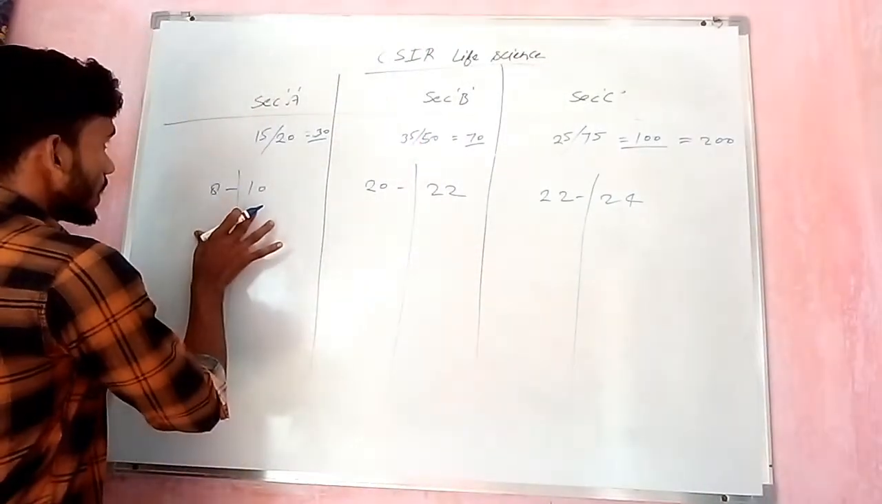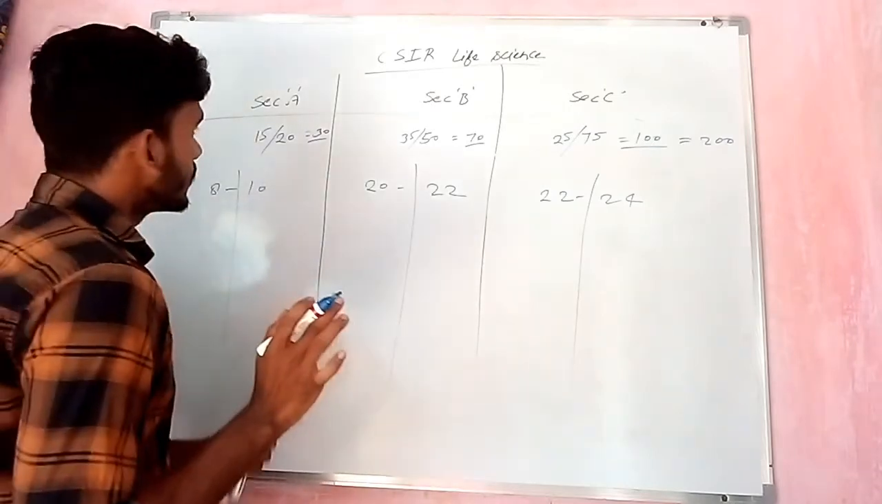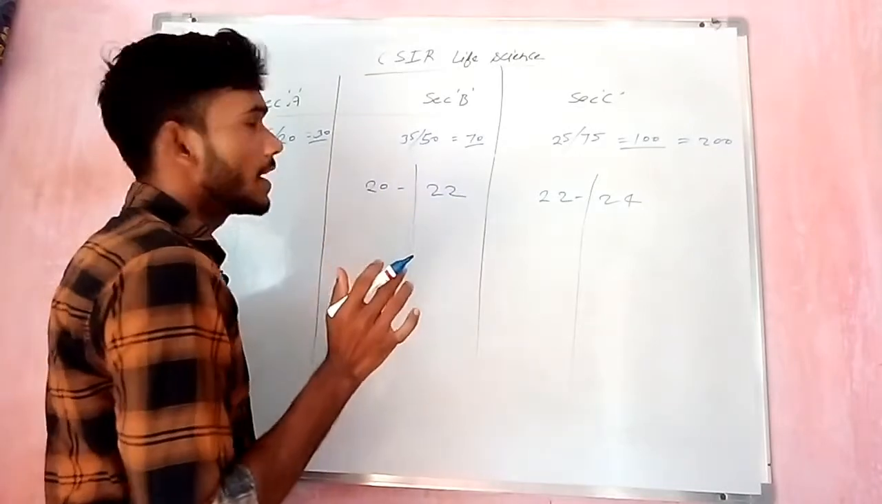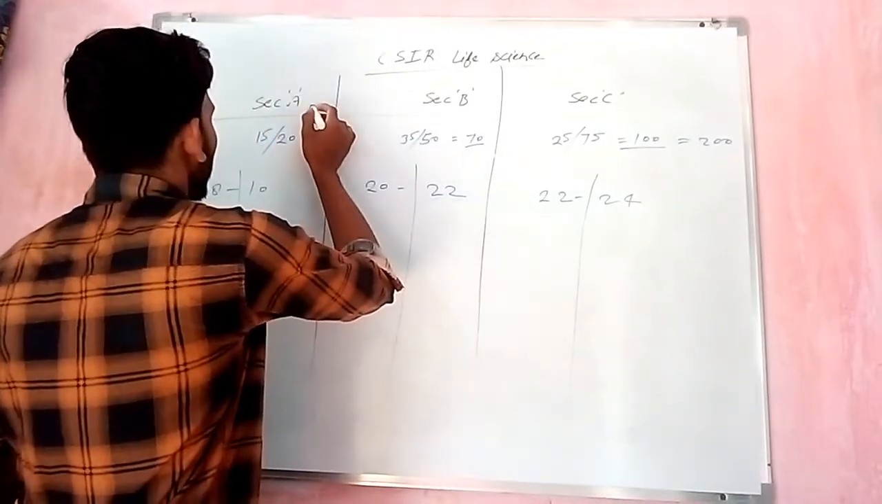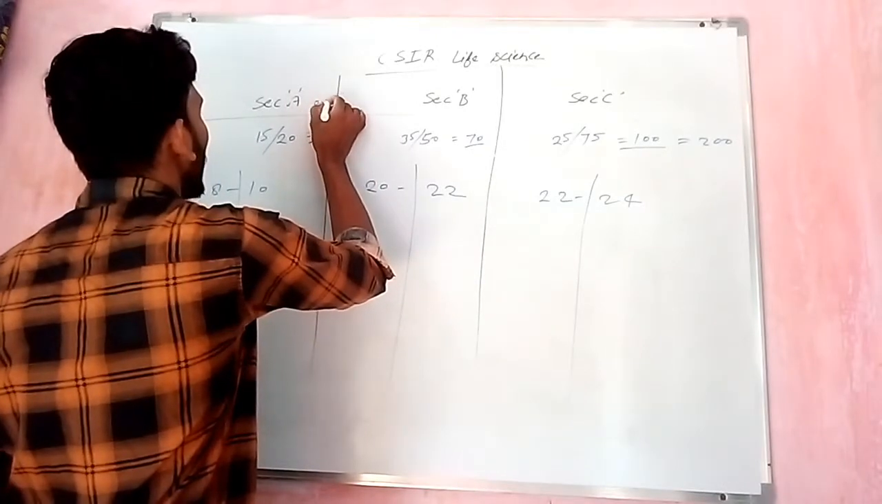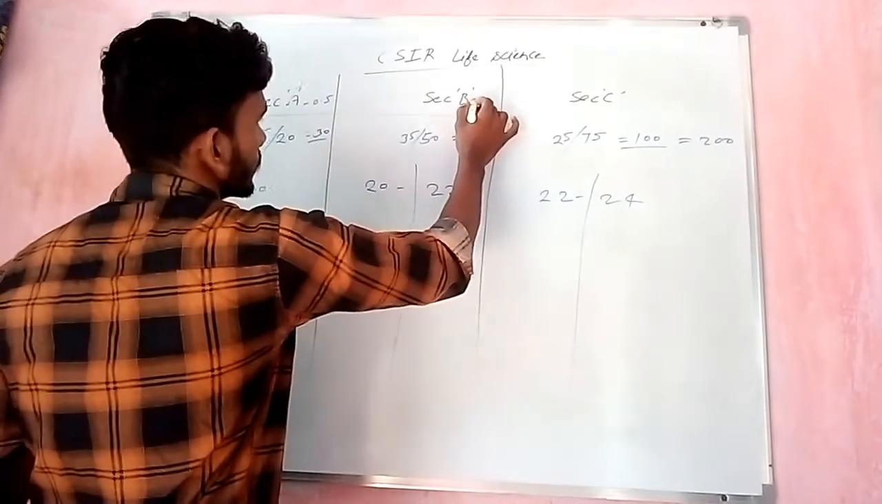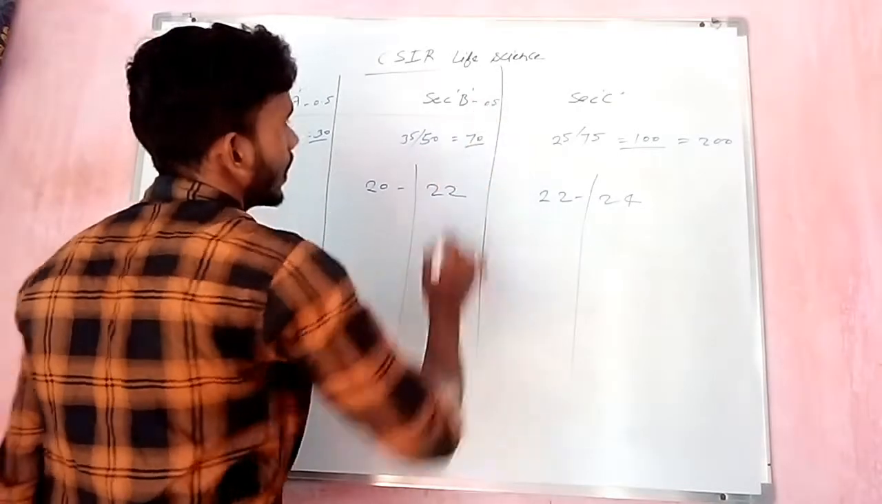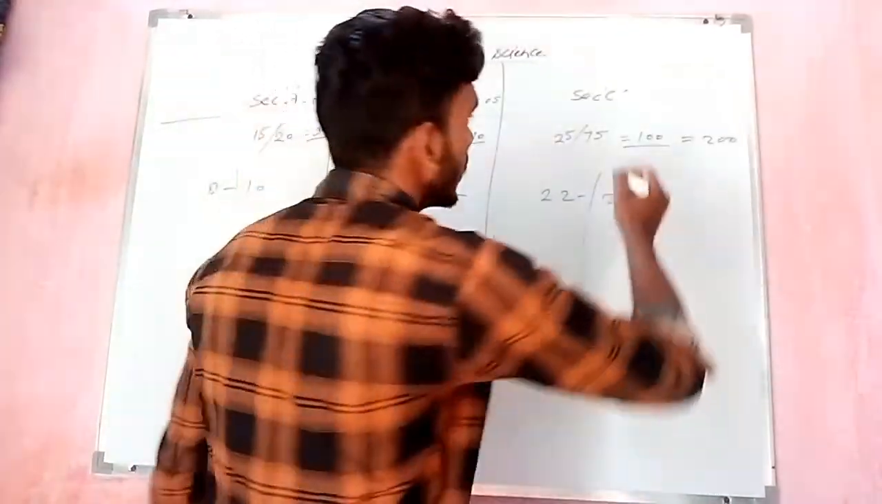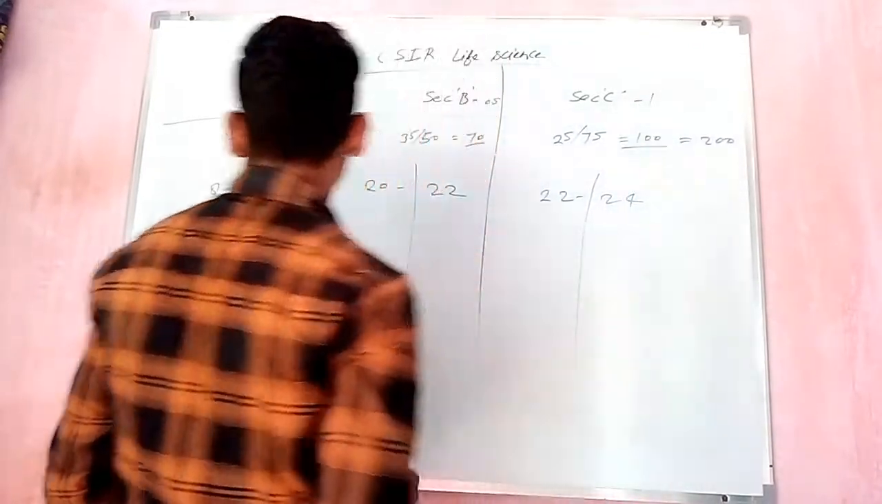Now we talk about negative marking. In both section A and section B, for each wrong answer negative marking is 0.5. In section C, for each wrong answer negative marking is -1.